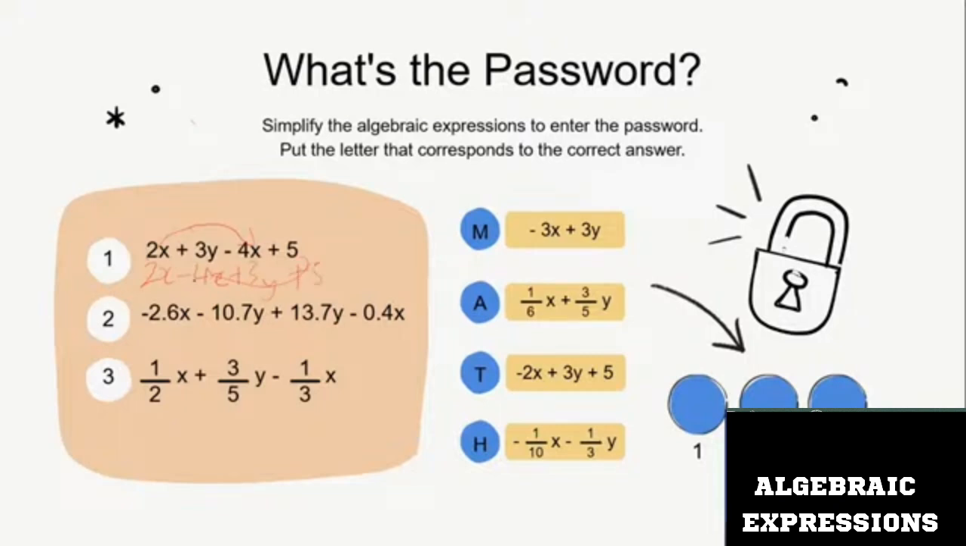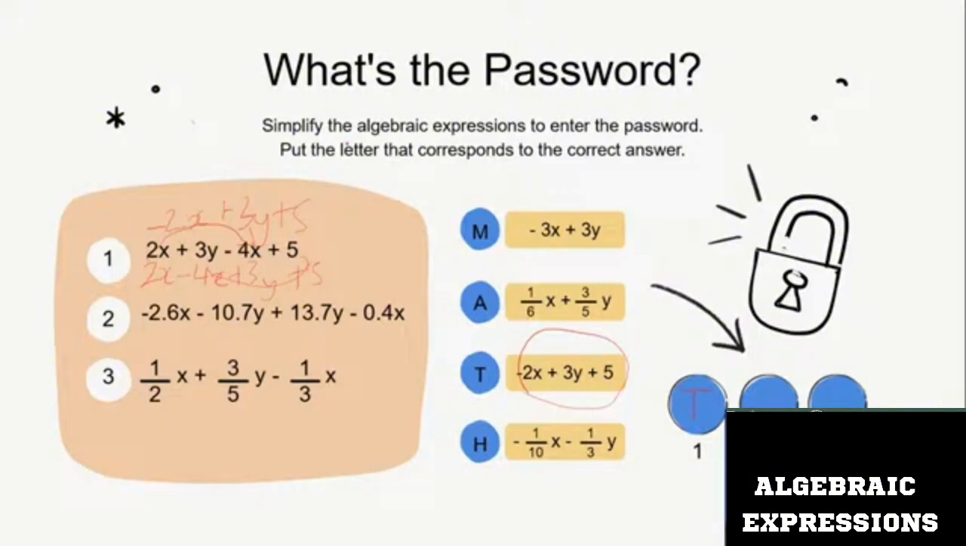Okay, 2 minus 4 gives us minus 2x. So this one will be minus 2x plus 3y plus 5. Yes, we already have this one. So 1 is T.